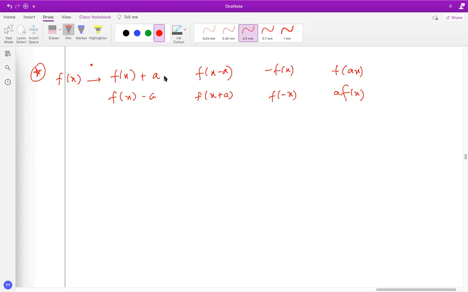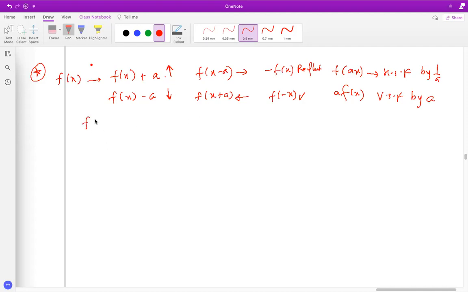Now, here, this one is obviously the graph moves up by a units. This one is where the graph moves down by a units. This one is to the right by a units. This one is to the left by a units. This one is reflection in the x-axis. This one is reflection in the y-axis. This is the horizontal stretch factor by 1 over a, and this one is the vertical stretch factor by a. So I'll just take one example for each of them quickly.